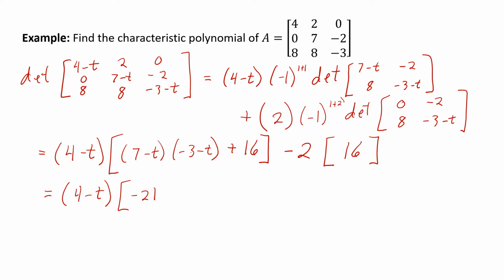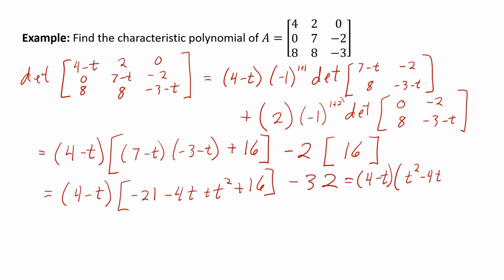Let's see, that'll be plus 3 minus 7, so minus 4t plus t squared plus 16 minus 32. And now we just keep doing some simplifications and see what we get. So I'll just combine the terms here. Minus 5 minus 32. And now let's multiply this out.